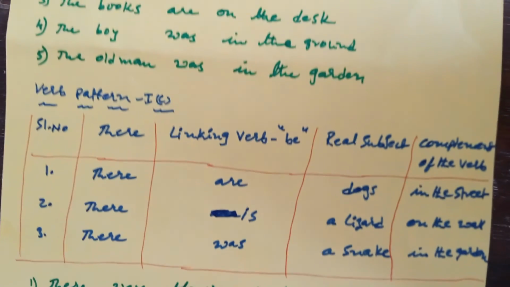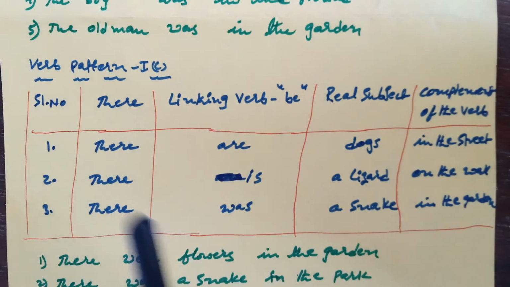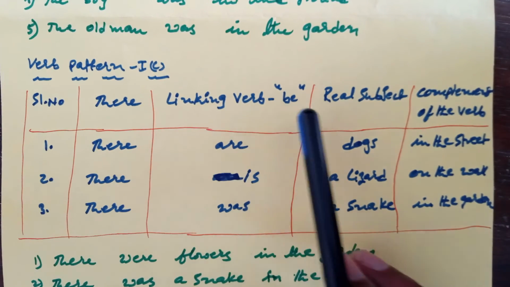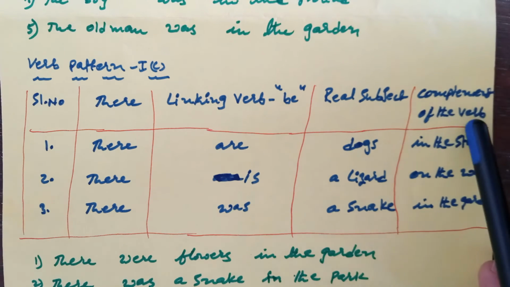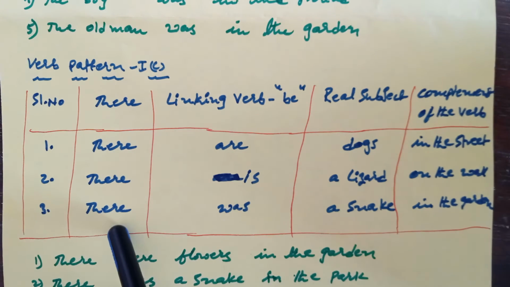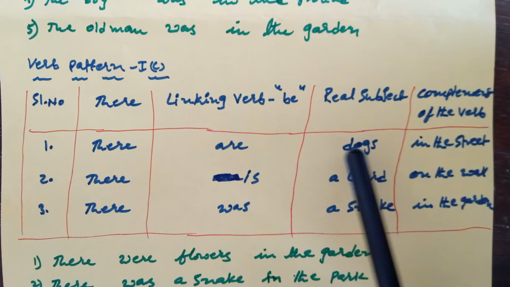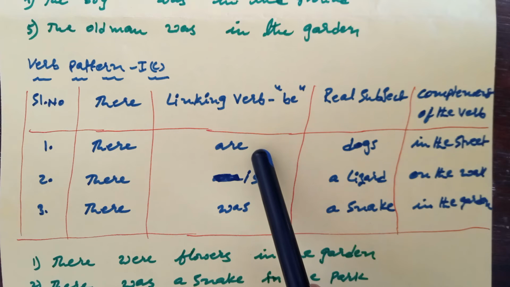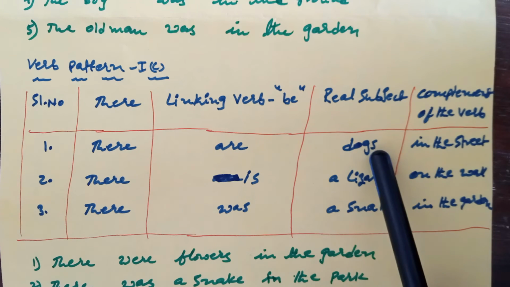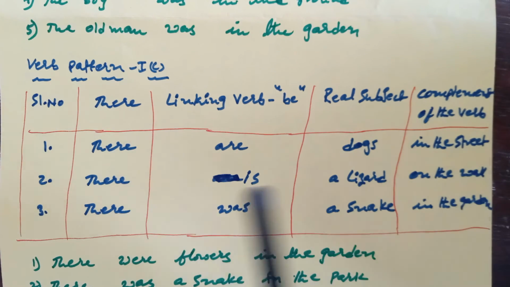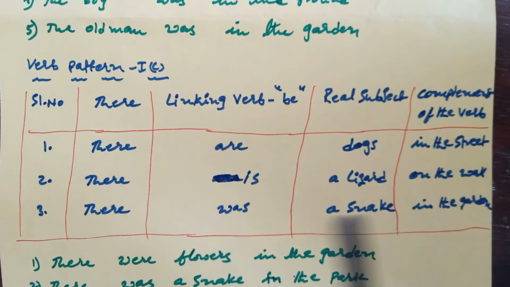Now let us take up verb pattern 1C: there, linking verb BE, real subject, complement of the verb. Here 'there' remains constant. There are dogs in the street. Subject-verb agreement is maintained with the real subject. There is a lizard on the wall. There was a snake in the garden.